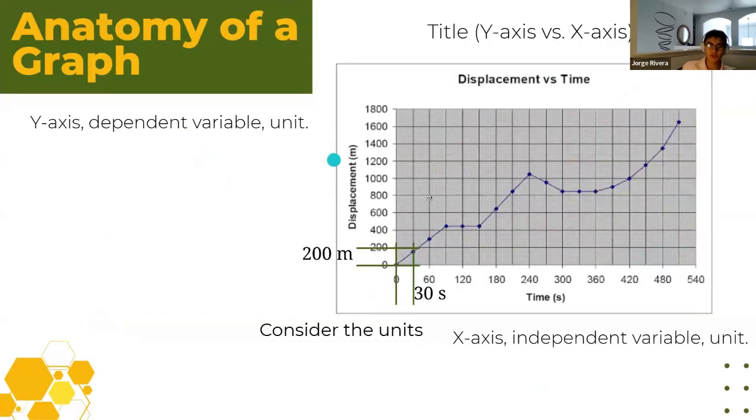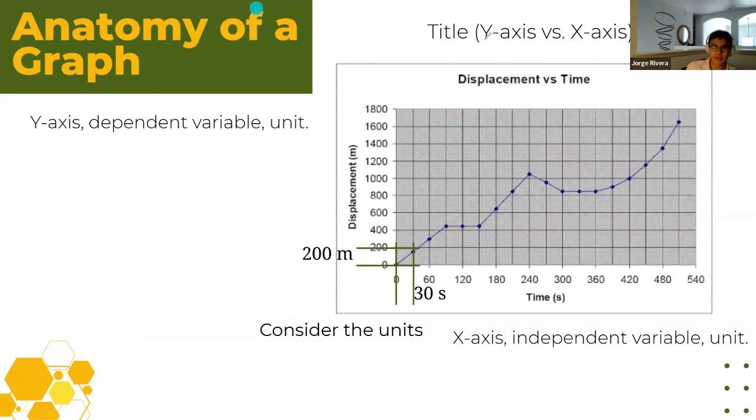We are going to look at the anatomy of a graph. So here we have the title. The title is going to be okay. We have a chat. I guess it's the AI assistant. Okie dokie.